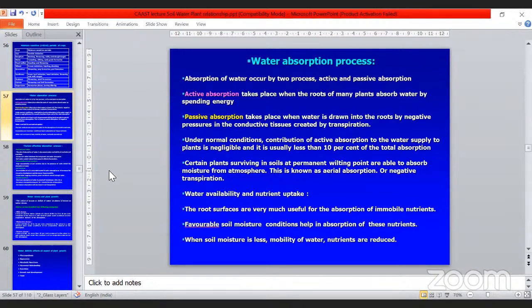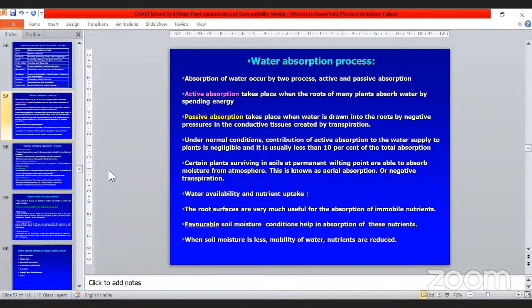But passive absorption takes place when the water is drawn into the roots by negative pressure in the conductive tissues created by transpiration. Generally, when the leaf is transpiring, a pressure or turgor pressure is created in different cells, and ultimately it goes downward to the roots. Because the pressure potential is increasing, the roots absorb water from the soil, and that water is translocated from one cell to another, and again goes to the leaf surface. This is called passive absorption.